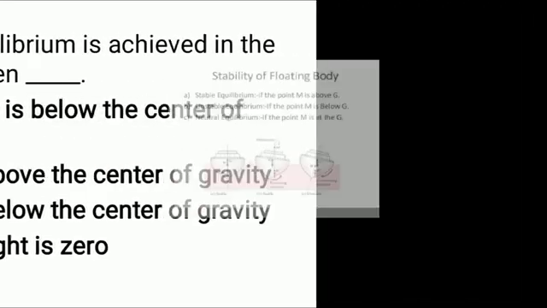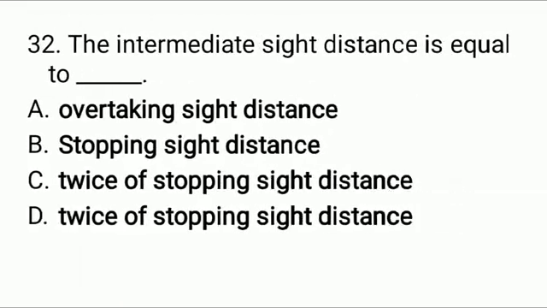Next question. The intermediate sight distance is equal to. What is intermediate sight distance? Intermediate sight distance is defined as the distance equivalent to twice the stopping sight distance. It is the distance where overtaking should be attempted with reasonable safety. So intermediate sight distance is twice the stopping sight distance. So our answer will be C.